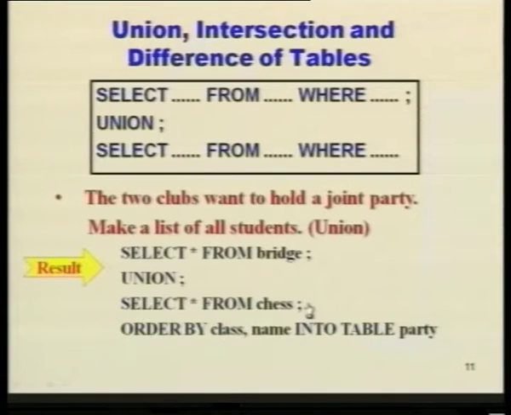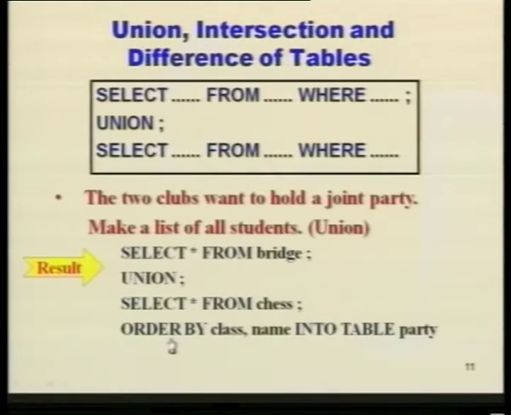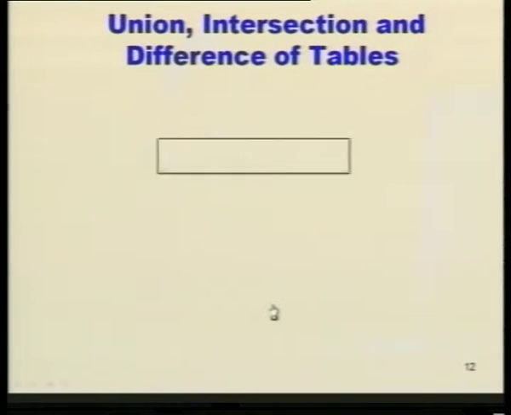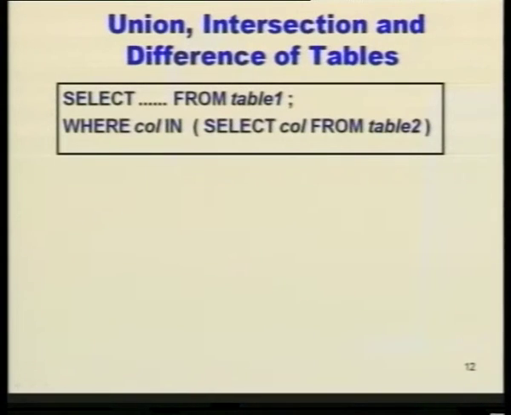So, select all the tuples from bridge and all the tuples from chess, union it and order it by, we will see this later, class name into table party. So, we are forming a new table called party, which will be the union of the members' tuples in bridge and chess. The same way you can have select something from table 1 where column in select; you do not have to have a star completely.